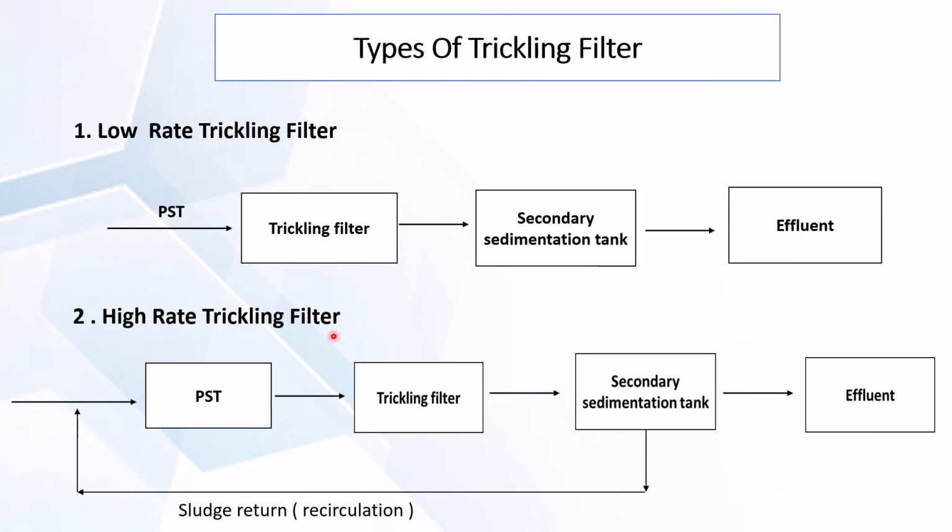Then comes the high rate trickling filter. In this type of trickling filter, the influent comes from the primary sedimentation tank. Then it goes to the trickling filter, and afterwards to the secondary sedimentation tank, and part of the sludge, like 30% of the sludge, is recirculated again before the primary sedimentation tank so as to increase the efficiency or to enhance the removal capacity from the wastewater.